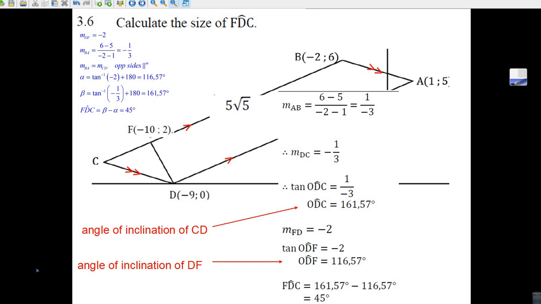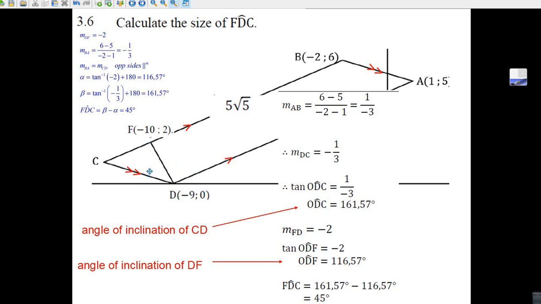Okay, let's try the last question. They ask to calculate the size of angle FDC. Well, you know about finding angles. We've got to find gradients, because the tangent of an angle is equal to the gradient, so we just have to go shift tan and we'll get the angles.